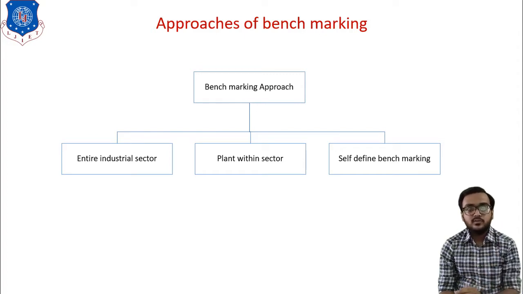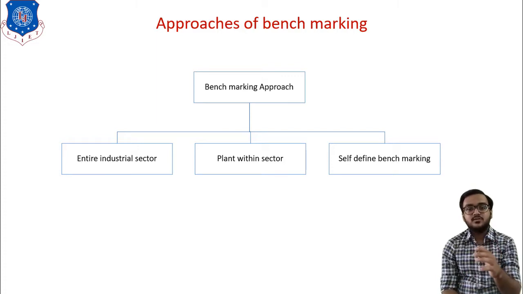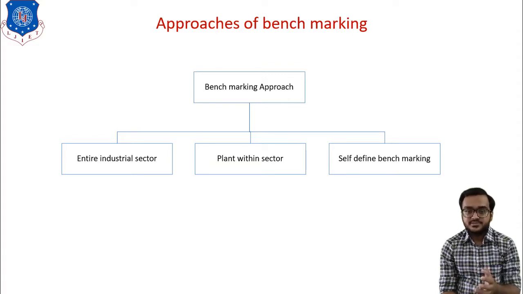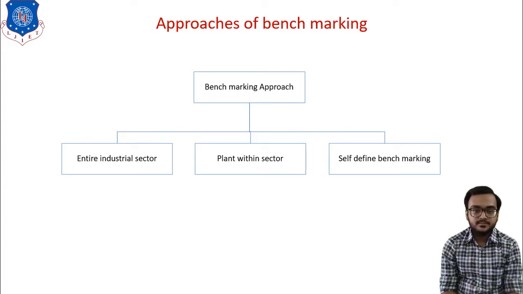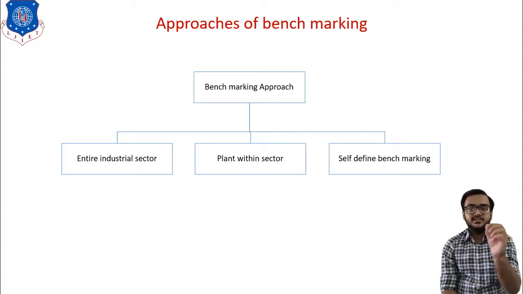You have full freedom to choose any plant across the globe, but make sure that this plant is similar to your plant. The next one is the plant within the sector. In this category, particularly, you need to compare your plant's energy performance with another industry which is in your sector particularly. For example, let's say in Ahmedabad, particularly we have a casting industry A and casting industry B.